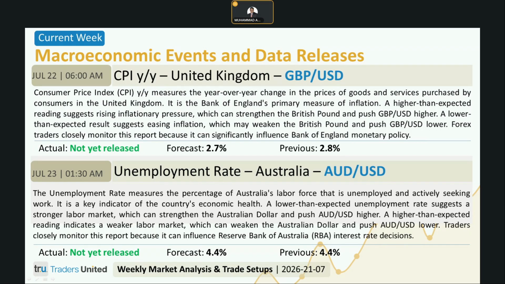Now, why could GBPUSD move? Well, there are key drivers for potential price action, and that includes CPI result versus the forecast, UK inflation outlook, Bank of England interest rate expectations, British pound strength or weakness, US dollar strength or weakness, overall market sentiment, and other UK economic data. Inflation data is one of the most influential economic reports for the British pound because it directly affects monetary policy expectations.